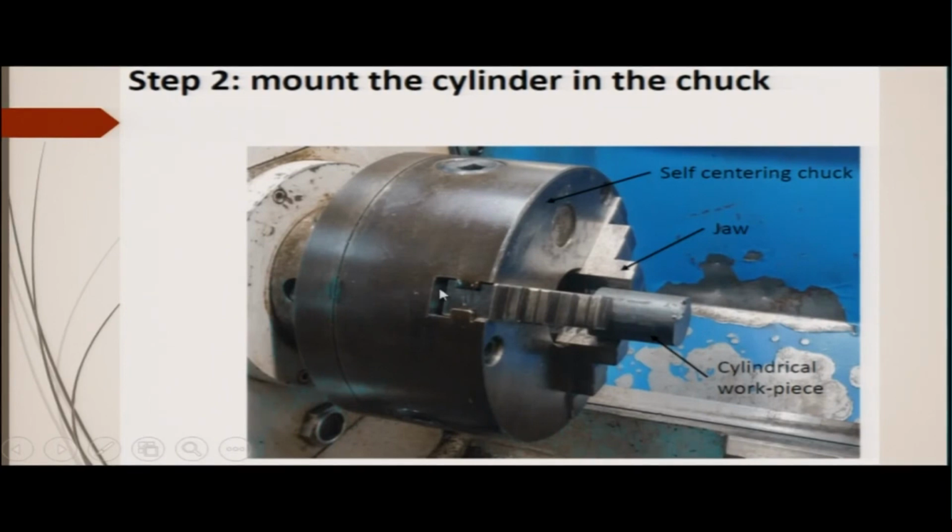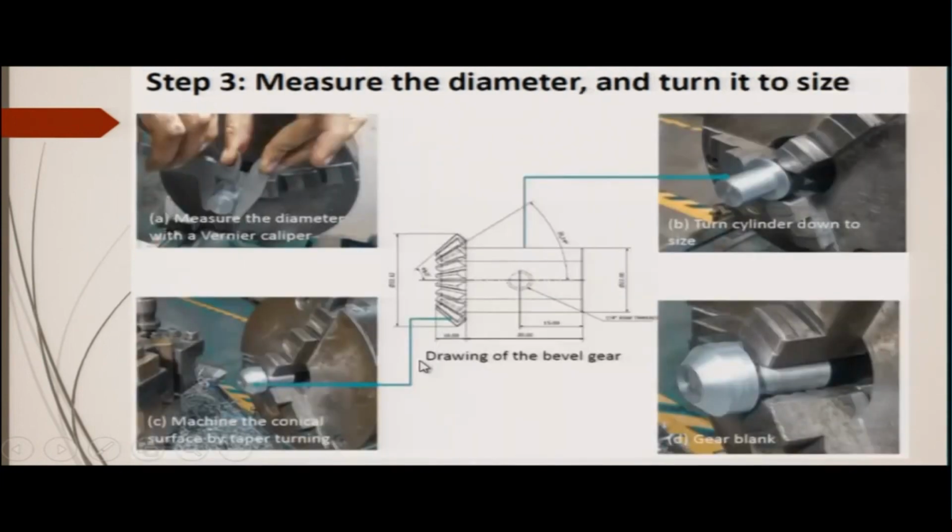spindle of the machine. This is important because otherwise what will happen, if you are machining without having the 2 axes coaxial, then the machining will not be appropriate. It will be either tapered or out of roundness, depending on the amount of coaxiality or non-axiality. So, measure the diameter and turn it to the size, okay, with a vernier caliper, because it will actually give you more precision of the measurement.